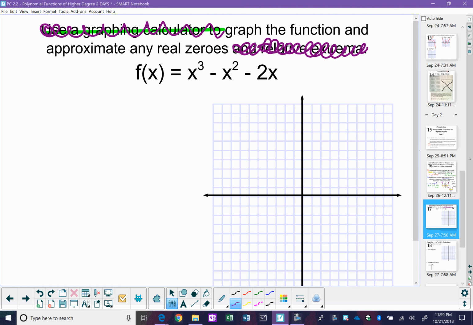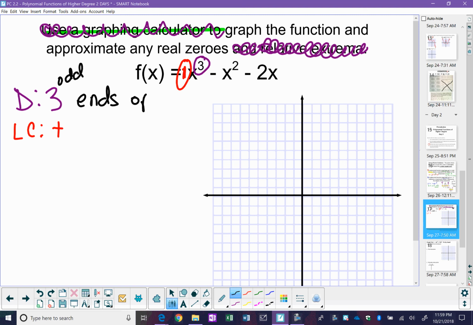The first thing that you want to do is identify the degree. And we know the degree is the highest exponent, so the degree is 3. Okay, the leading coefficient, which we shorthand for LC. There's nothing here, but we know there's a 1 that we don't see, so I'm just going to write positive. Let's think about what that means for our ends. If it's got a degree of 3, that means my ends, remember it's odd, so ends are opposite.